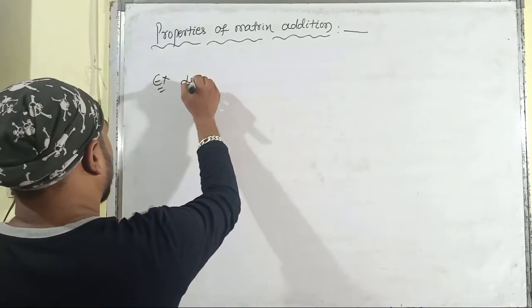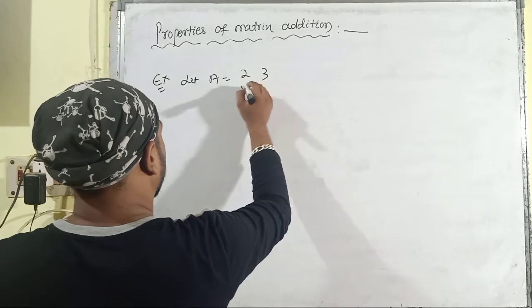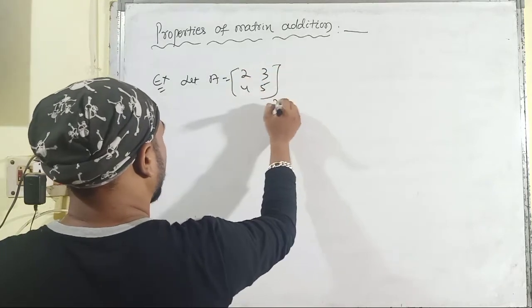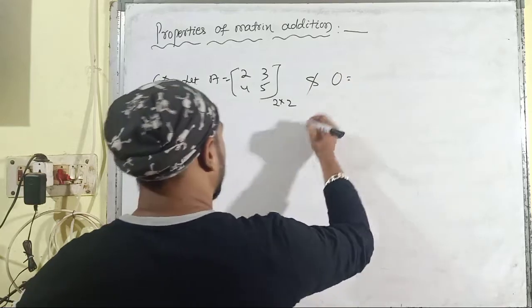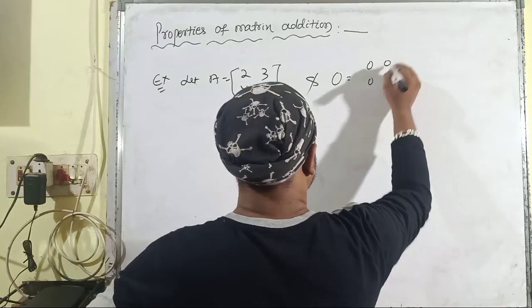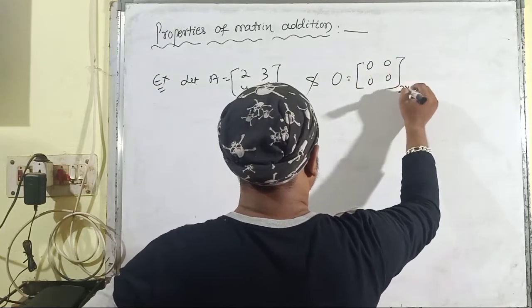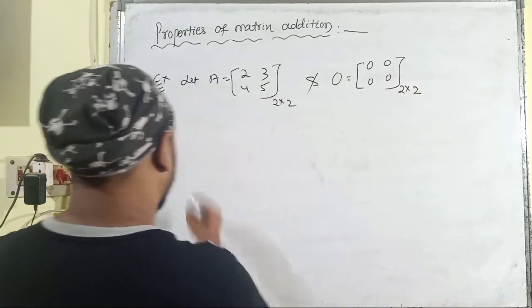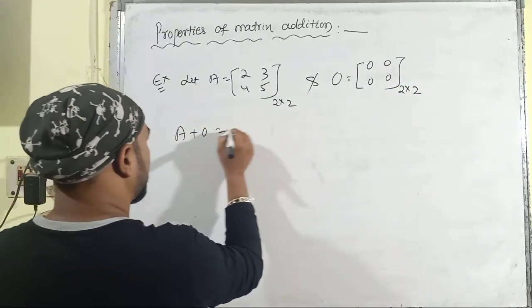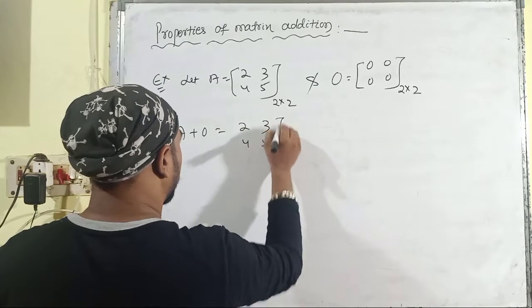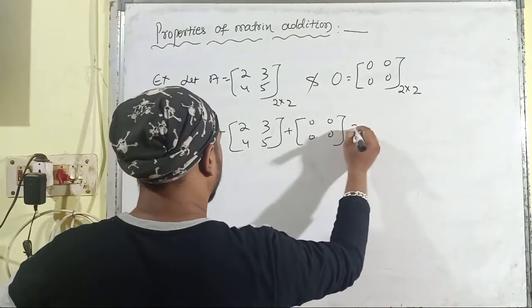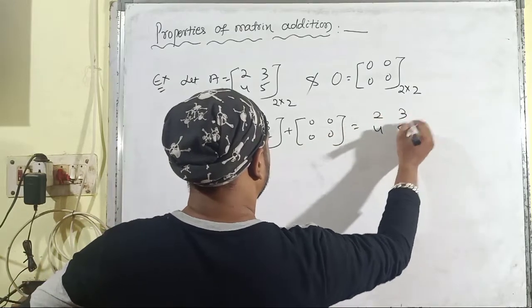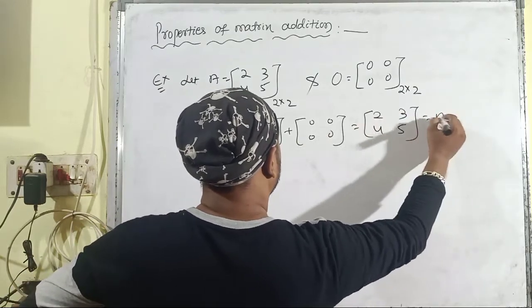Example: let A is equal to 2, 3, 4, 5, which is a matrix of order 2 cross 2, and the null matrix is given by 0, 0, 0, 0, which is also of the order 2 cross 2. Then A plus the null matrix, 2, 3, 4, 5 added with the null matrix 0, 0, 0, 0, both of the same order, will again give you the same matrix A.